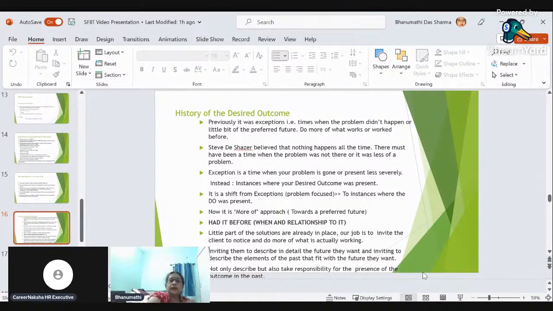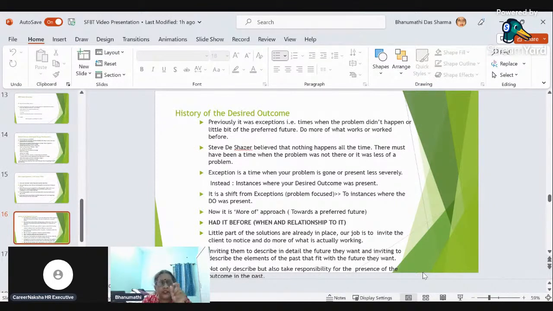But we have to ask about the history, that is, had it before. Suppose a client says their best hope, the desired outcome, is they want to be happy. They must have had happiness. The moment they say they want to be happy, that means they are not happy now, but they must have had happiness before, which they don't have now, and they want it back. So they had it before, and their relationship to it at that point of time.